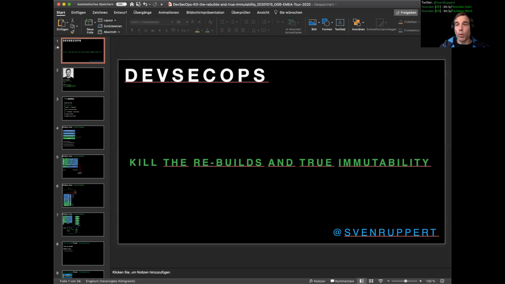What we are talking about today is DevSecOps and why true immutability is something that will help you, what the low-hanging fruits are, and why all this will lead to something called kill and rebuild, so to performance improvements.